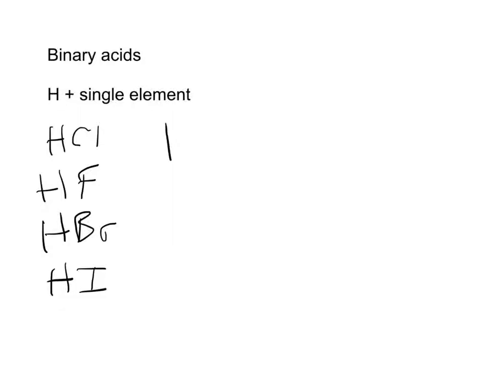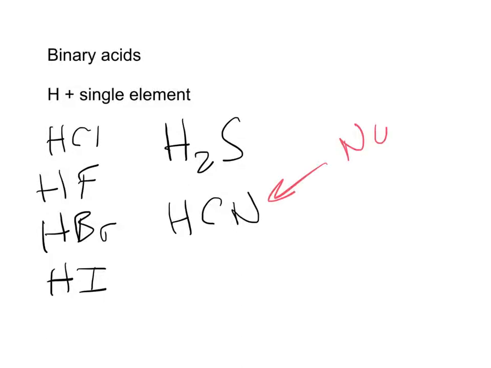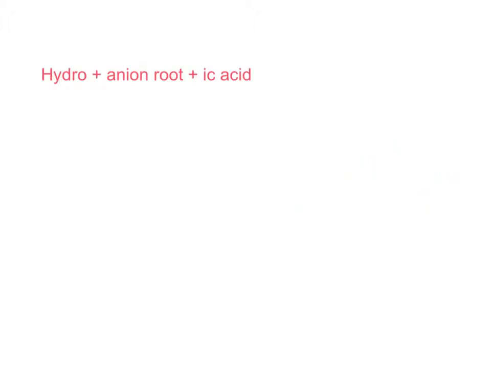So another example would be H2S. Again, we have 2 hydrogens, but the point is that it's bonded to only 1 other element. One exception would be HCN. We have hydrogen with a polyatomic ion, but the thing to note here is that there is no oxygen in the polyatomic ion. So these are binary acids. So when we have a binary acid, the name always starts with hydro, and then we take the root of the name of the anion, and then it ends with ic and acid.